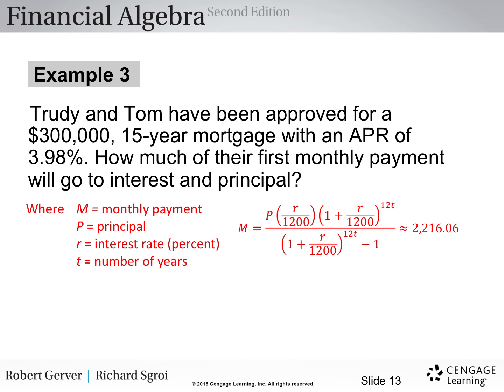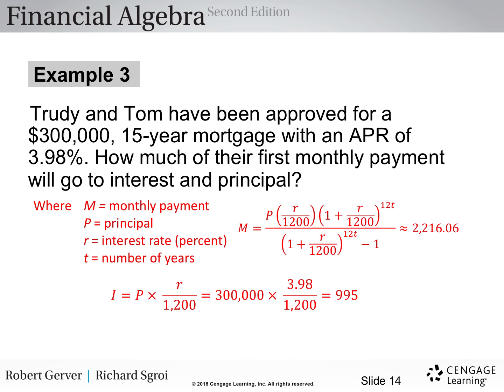So, first of all, we have to figure out what their monthly payment's going to be. If you'll recall from earlier this year, we learned the formula for figuring out the monthly payment of a loan, knowing the principal, the interest rate, and the total number of years. So if we plug those numbers into our formula, we come out with the monthly payment being $2,216.06.